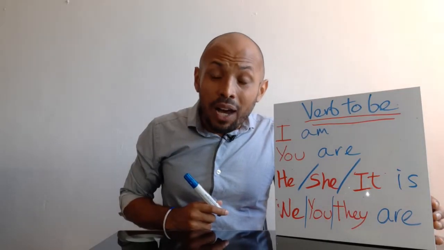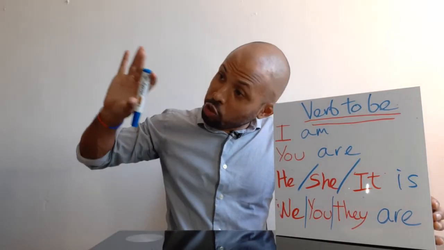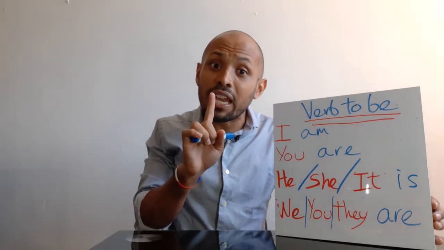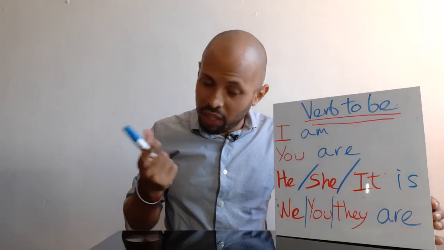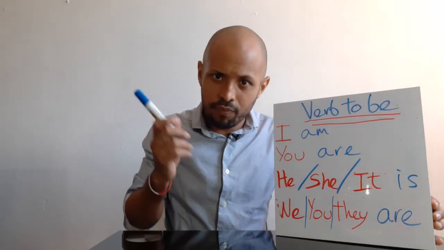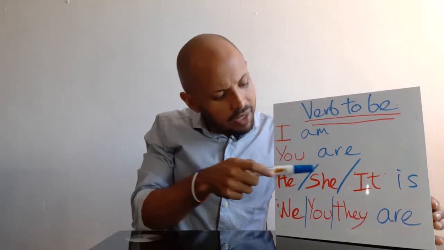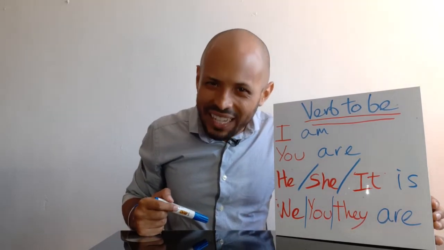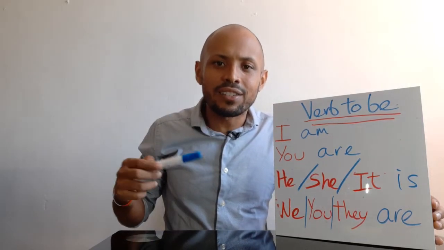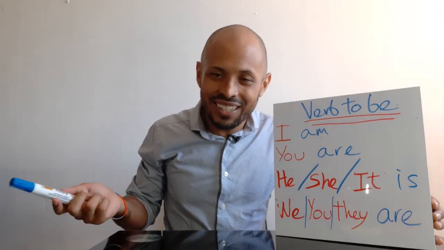When we talk about he, she, or it, remember we're talking about people that are not part of a conversation, but we're talking about one person or thing. So he, she, remember, he for men, she for women, and it for things. We are going to use is: he is, she is, it is.